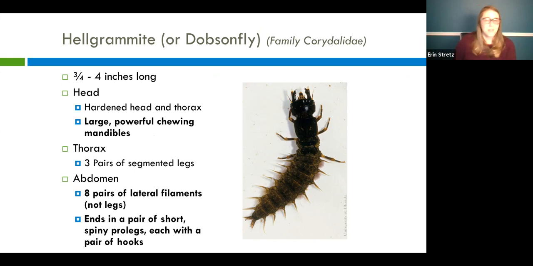If you're noticing the sizes as we go along, a lot of these organisms are like half an inch, maybe to an inch long. Hellgrammites can really grow to about 4 inches long. They can be very large. They're very dark. They tend to be like black or dark brown. And they just look scary. They kind of look like they're gonna munch your finger a little bit. And that's because they can.